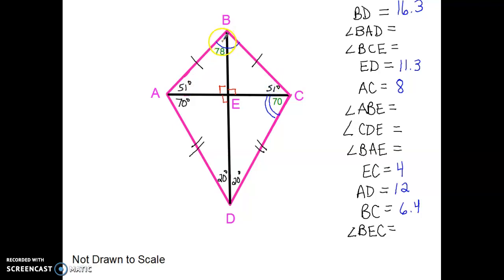Two ways I can get the upper angles. One of them would be to use the angle sum in a triangle. The second way would be the fact that this angle is being bisected. There is one diagonal line in a kite that will bisect angles. So each of these smaller angles would be 39 degrees.